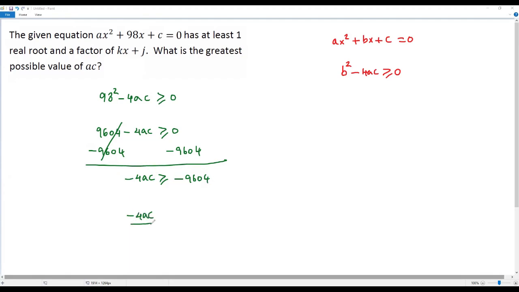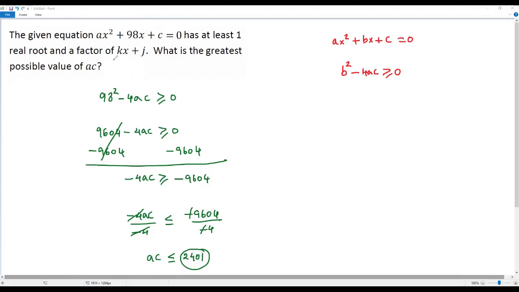That is −4ac by −4 and −9604 by −4. Whenever I multiply or divide both sides of an inequality by the same negative number, I have to flip the inequality sign. So here it's greater than or equal to; when I flip it, it becomes less than or equal to. Here −4 will cancel out. I am getting ac on the left side, less than or equal to, and this negative will cancel out. When I divide 9604 by 4, I am getting 2401. Okay, here we got the value of ac. That is, the value of ac can be 2401, or the value of ac has to be less than 2401. So the greatest possible value of ac is 2401.